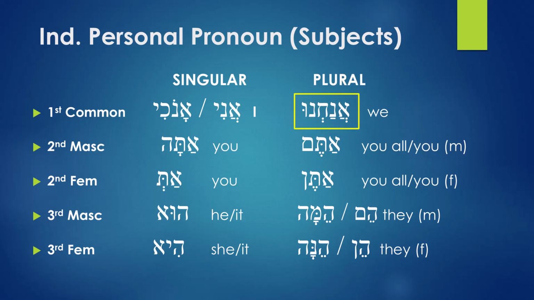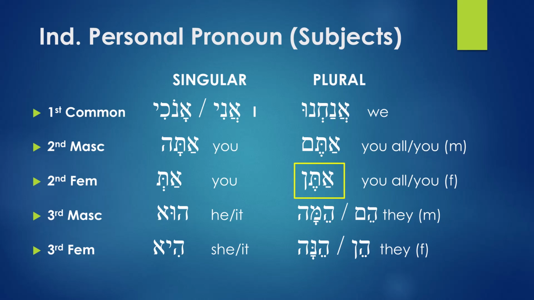In the plural, you have anachnu. Anachnu means we. So if you want to say I, you say ani. If you want to say we, you say anachnu. In the second masculine plural, you have the pronoun atem. Atem means you all.